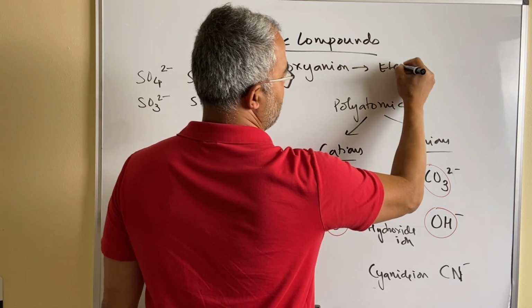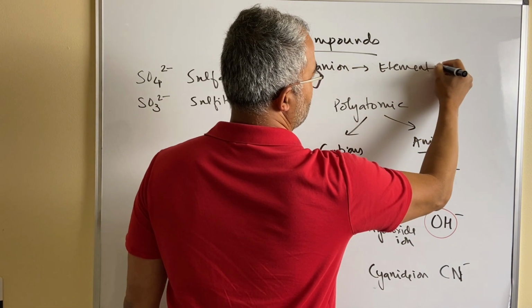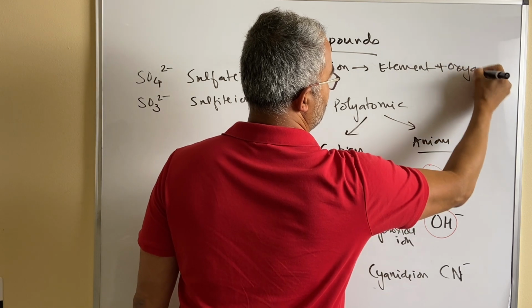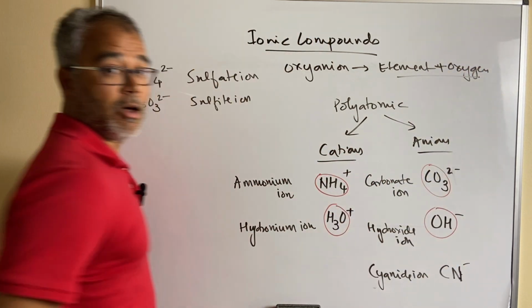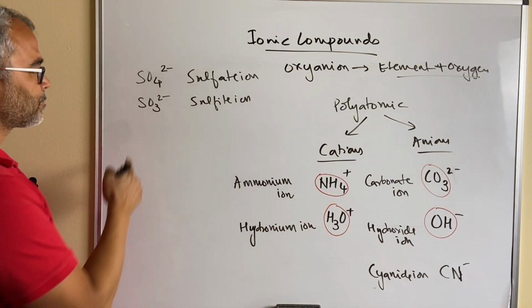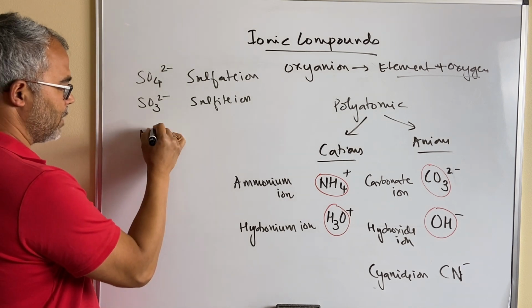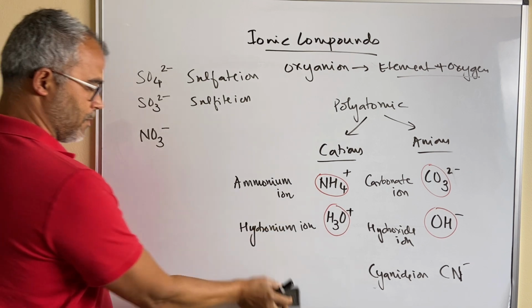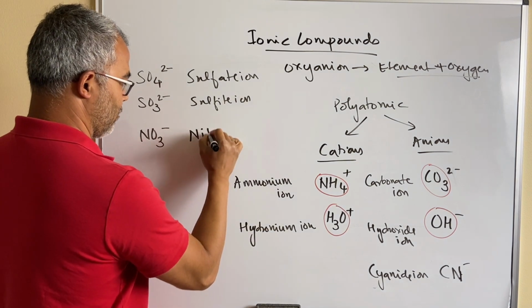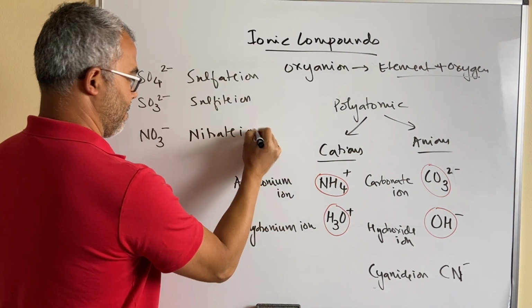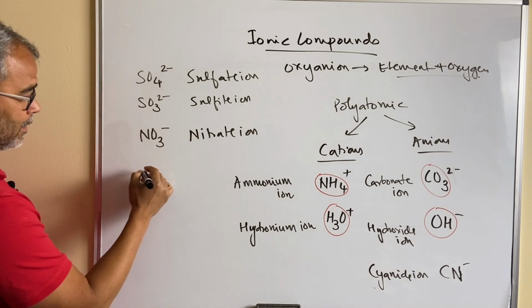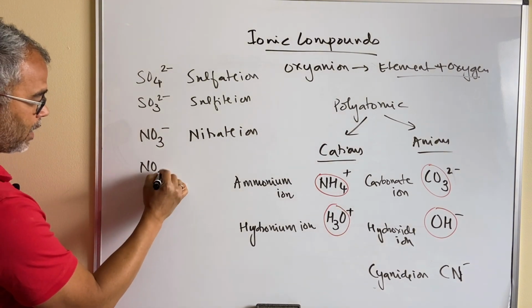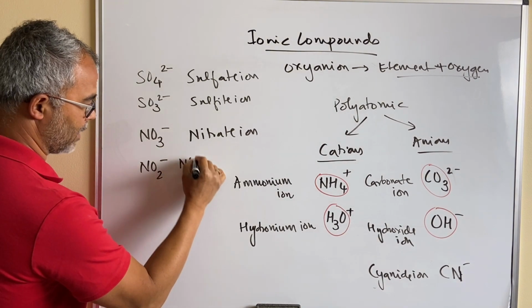So it has an element plus oxygen in them, hence the term oxyanions. Another one would be NO3-. That's another common one. So that would be a nitrate ion. Again, if you remove one oxygen, it would be NO2-. So that would be a nitrite.